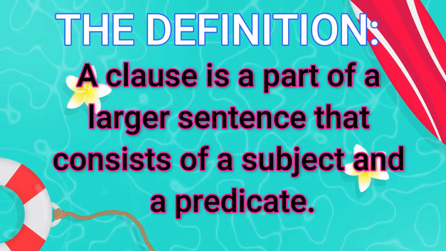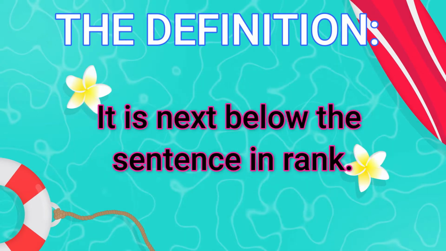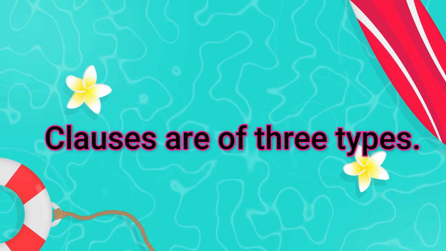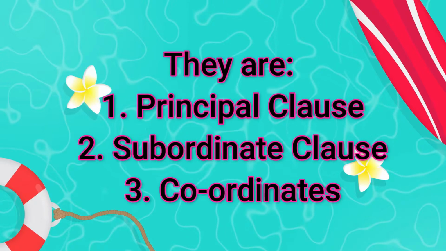Let us see the definition of a clause. A clause is a part of a larger sentence that consists of a subject and a predicate. It is next below the sentence in rank. Well, clauses are of three types. They are principal clause, subordinate clause, and coordinate clause.